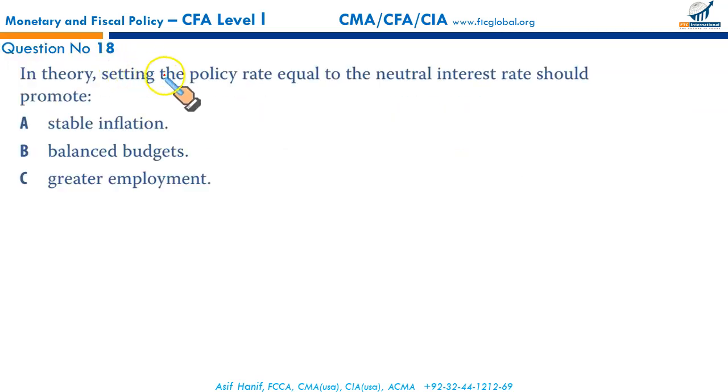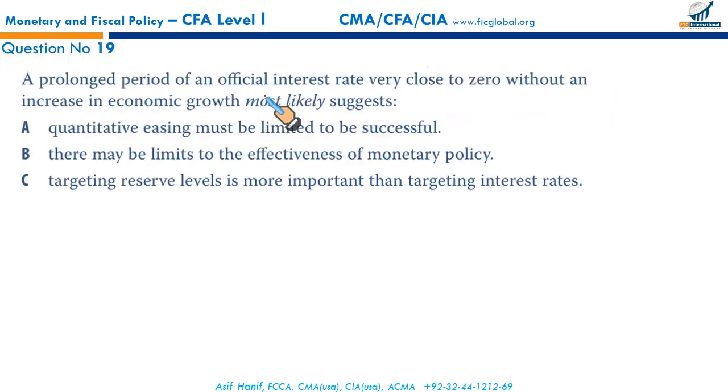In theory, setting the policy rate equal to the neutral interest rate should promote, yes, stable inflation. The neutral rate of interest is that rate of interest that neither stimulates the economy nor slows down the economy. So the neutral rate should be consistent with stable long-run inflation. So that is the right option.